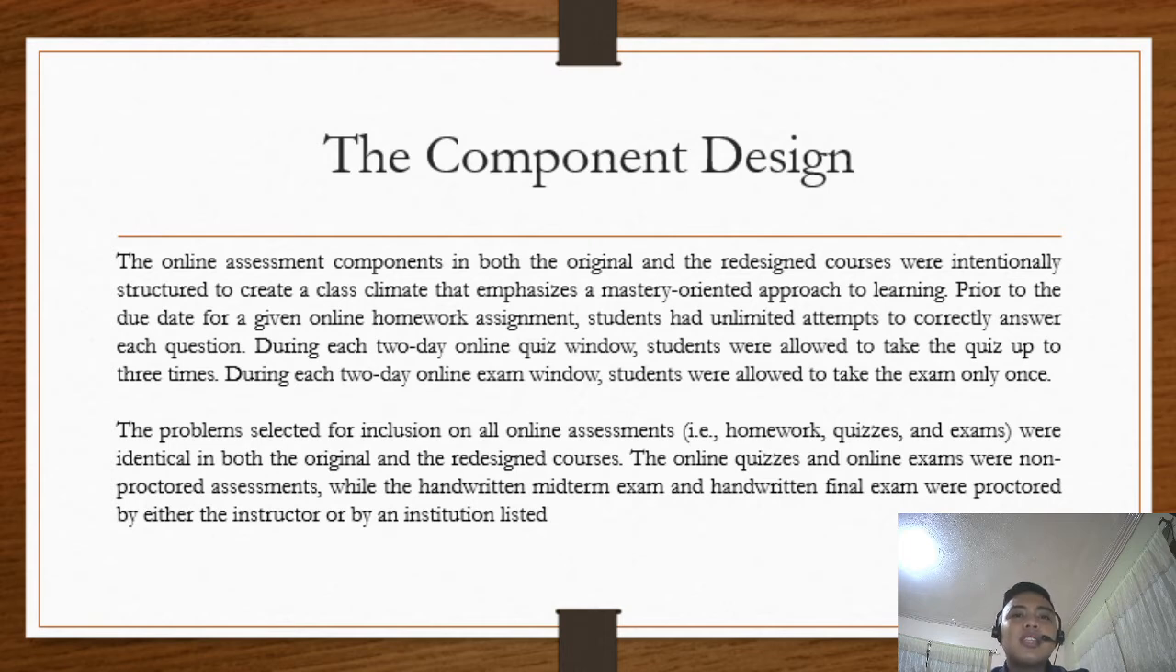During each 2-day online exam window, students were allowed to take the exam only once. The problems selected for inclusion on all online assessments, for example, homework, quizzes, and exams, were identical in both the original and the redesigned courses. The online quizzes and online exams were non-proctored assessments, while the handwritten midterm exam and handwritten final exam were proctored by either the instructor or by an institution listed.